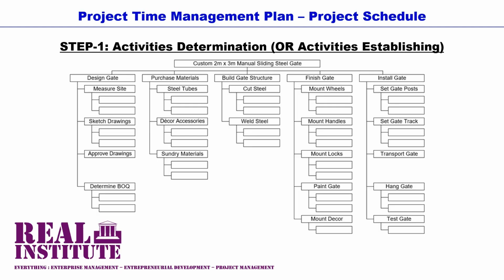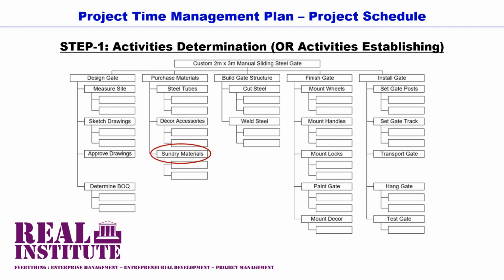The project work breakdown structure in our custom sliding steel gate building project has 5 milestones. We also refer to the 5 milestones as control accounts. And these 5 milestones are design, purchase, build, finish, and install. Each one of these 5 milestones was further decomposed into its respective work packages.